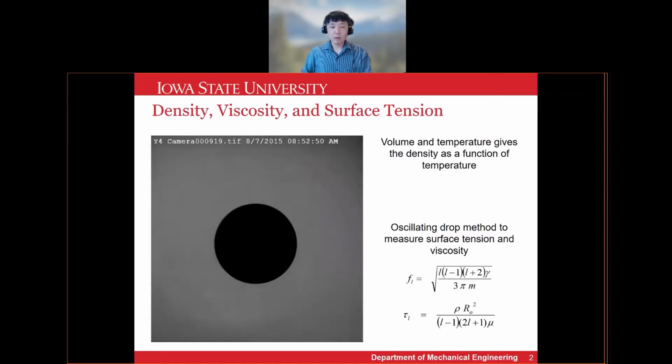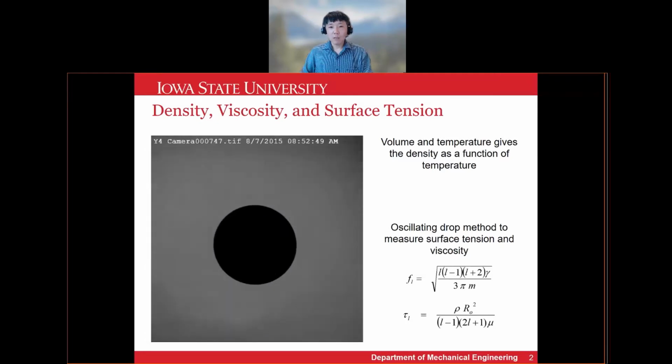a function of temperature. Viscosity and surface tension are measured by a technique called the oscillating droplet method. In this case, we excite the molten sample and let the sample dampen freely at a desired temperature. Again, we capture the oscillation damping behavior using the high-speed camera. Analyzing this video gives the oscillation frequency and damping time, from which we can calculate the surface tension and viscosity respectively. Now I'm going to explain how these thermophysical properties are related to in-space manufacturing.